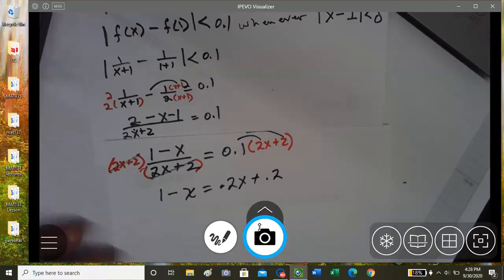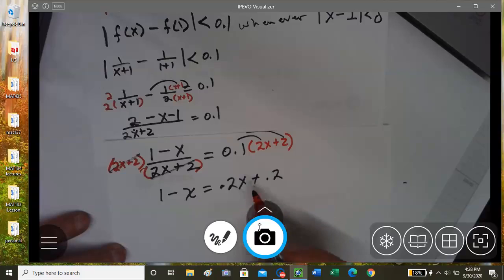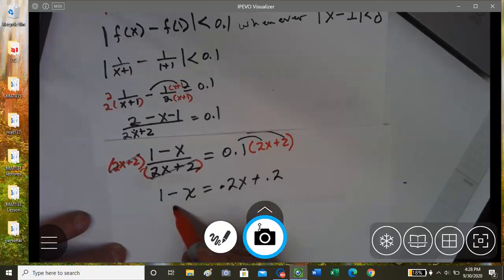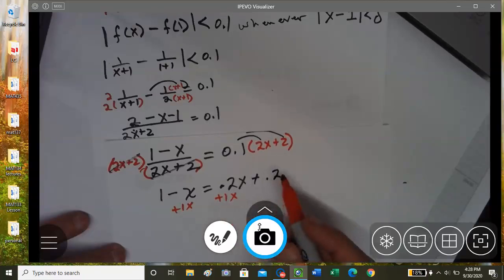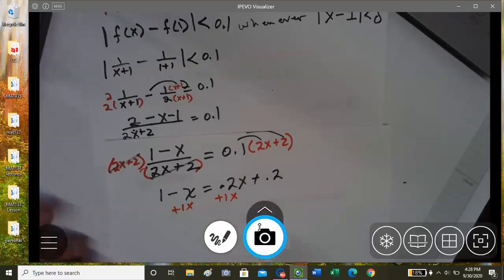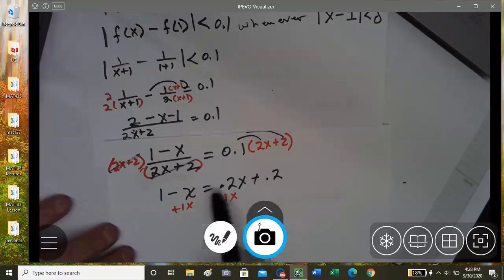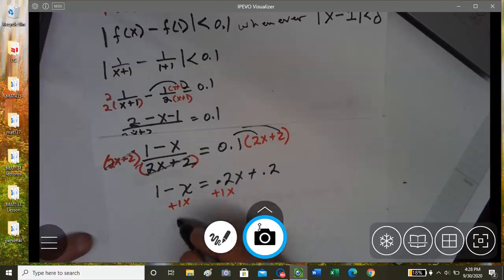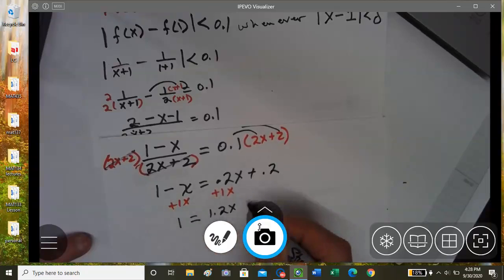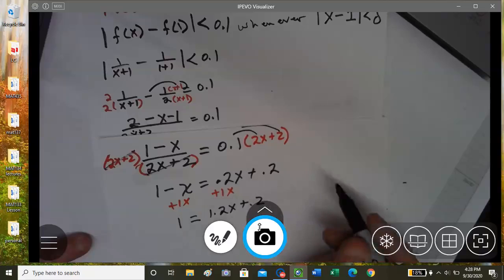Okay, so from here, we want to combine like terms, so we can apply a plus x. This is a 1x, right? Plus 1x. And so you can either add 1x or you can subtract 0.2. I like to keep the x's positive. So this would be 1 equals 1.2x plus 0.2.